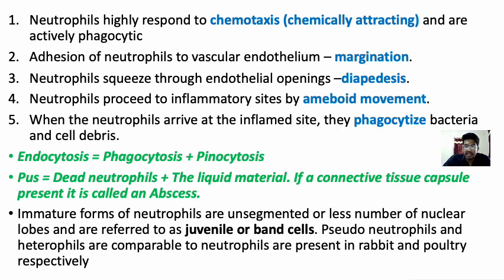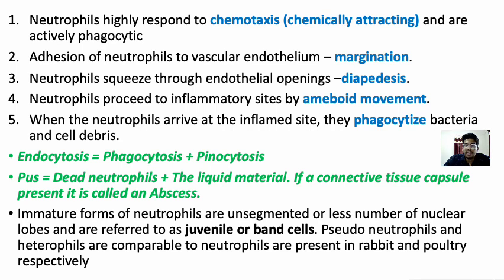Second, when an organism is coming, it may be outside the blood vessel, so the neutrophils have to reach outside the blood vessel. They are flowing through our blood vessel, so they have to get attached to the blood vessel so that they can come out of it. This property of getting attached or adhered to the vascular endothelium is called margination. And the third is diapedesis, which means the neutrophils can squeeze through the endothelial openings. Between the blood vessel cells, some openings will be there, so the neutrophils can come out through these openings.